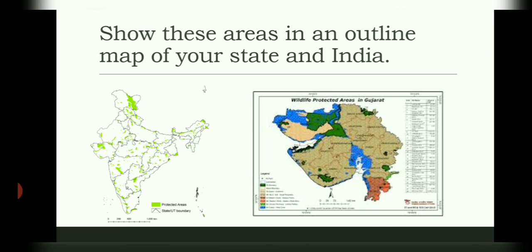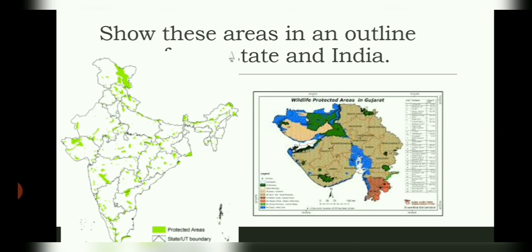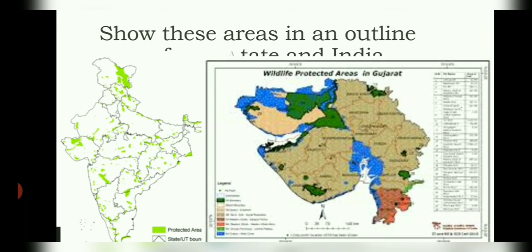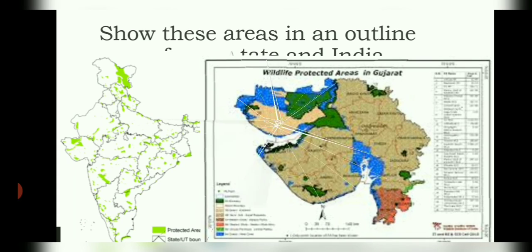Show these areas in an outline map of your state and India. So here is the outline map of India, and the green areas are the protected areas. And this is the map of Gujarat, and this shows the wildlife protected areas in Gujarat.